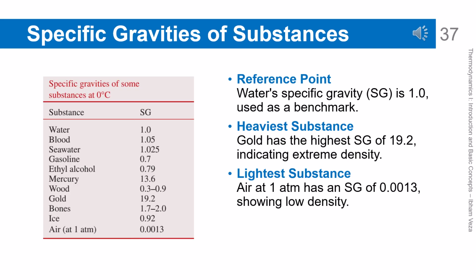Specific gravities of substances. Specific gravity is defined as the ratio of a substance's density to the density of water. The specific gravity of water is 1 and is used as a reference. Very dense substances, such as gold, have very high specific gravity values. In contrast, air has a very small specific gravity. This concept makes it easier to compare the densities of different substances.